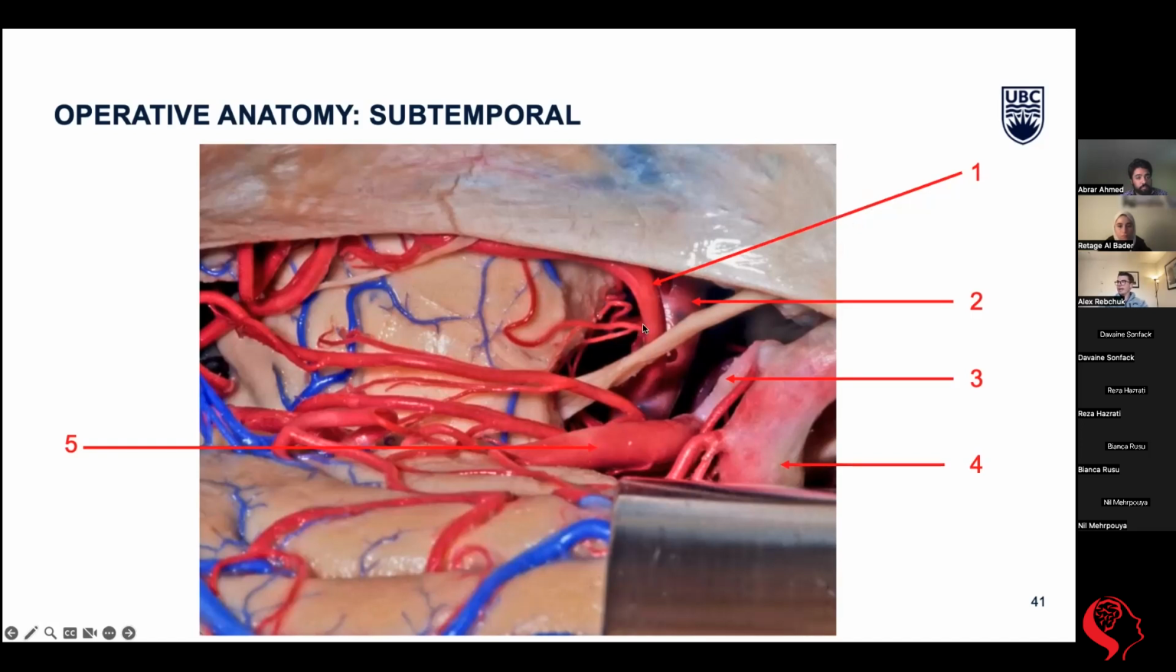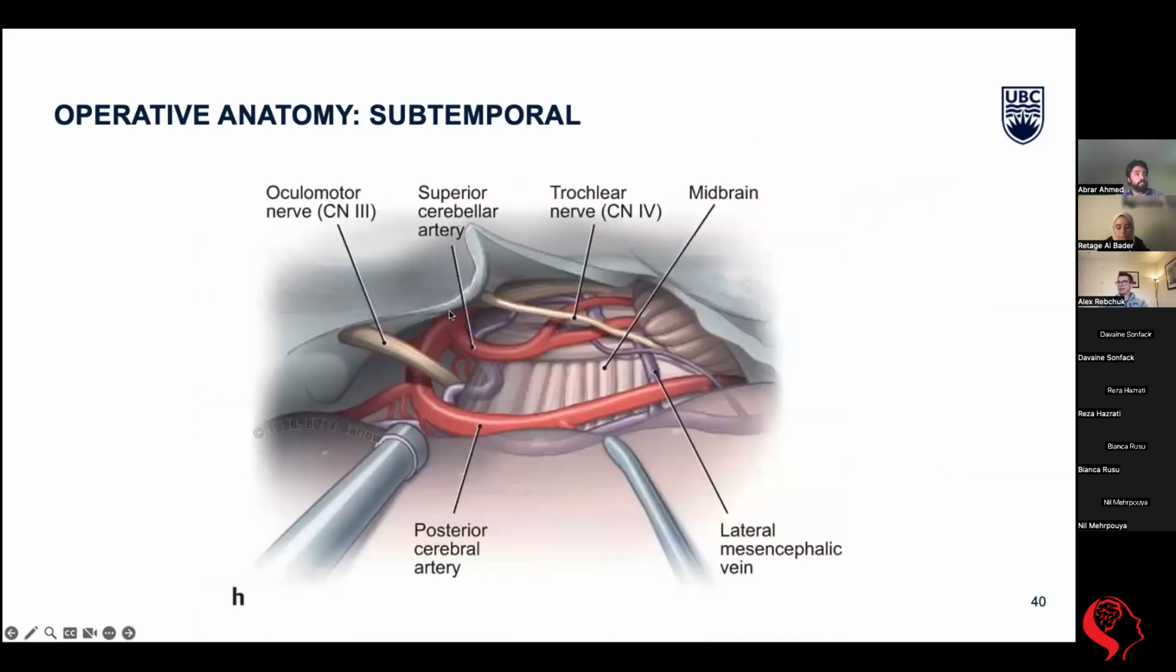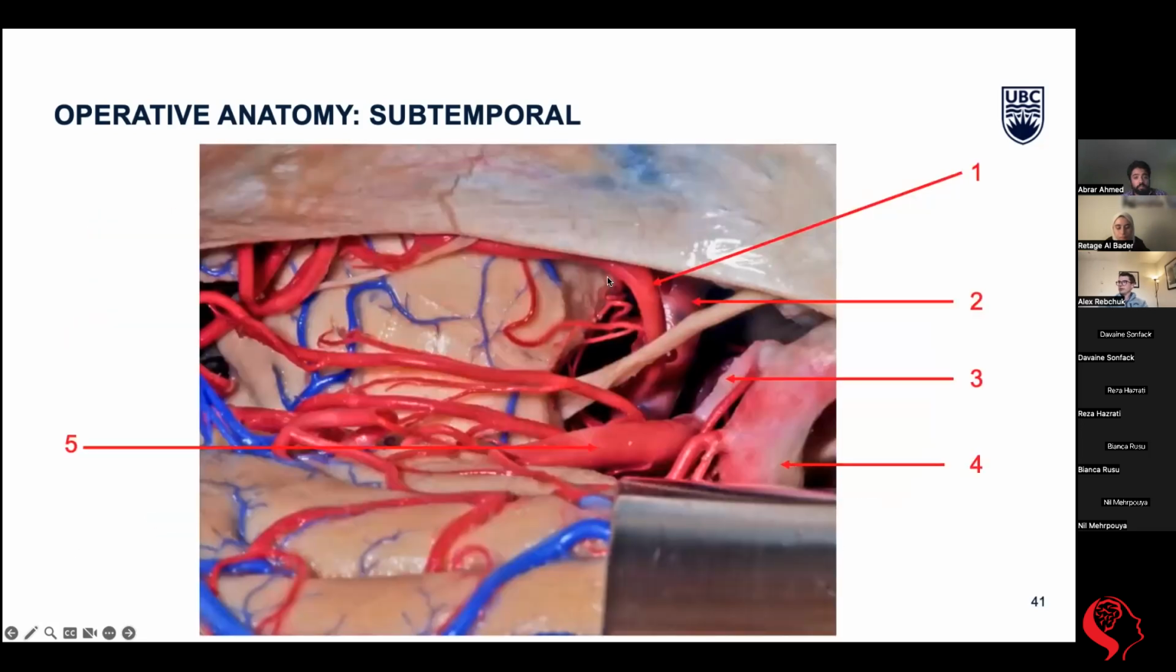So number one is going to be the SCA. This is a bit tricky, but number two is the basilar artery. Everything's flipped, but it's here. So basilar, SCA, PCA coming off the back. This is actually the PCOM segment, and this is going to be the ICA. So one SCA, two basilar, three PCOM, four ICA, five is PCA.